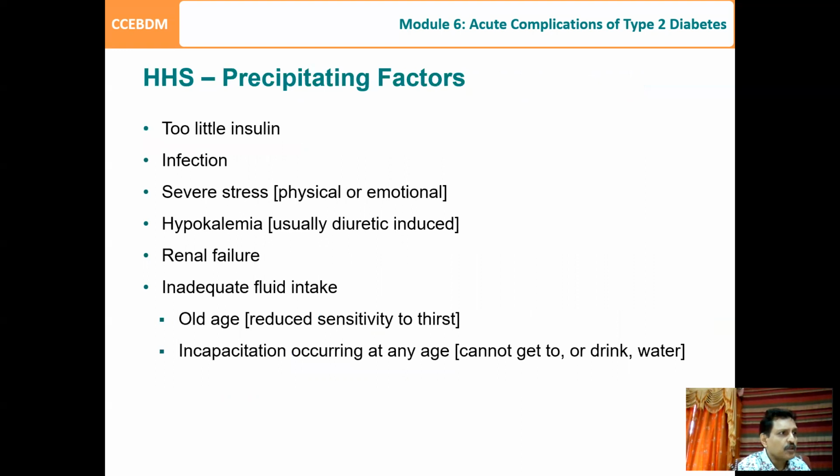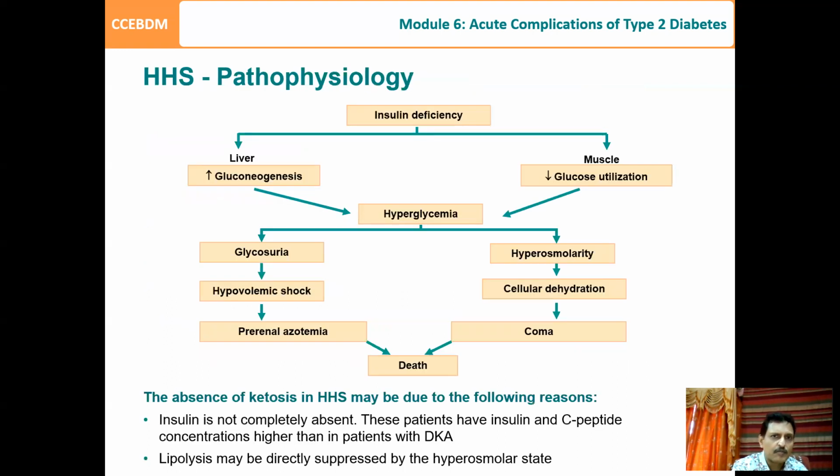So these patients actually have a little amount of insulin in their body, and because they have some degree of insulin, the ketogenic process is not there. That is why they do not develop diabetic ketoacidosis. The precipitating factor may be infection, severe stress, hypokalemia, renal failure, and fluid intake is one of the very important causes of the development of the hyperosmolar coma.